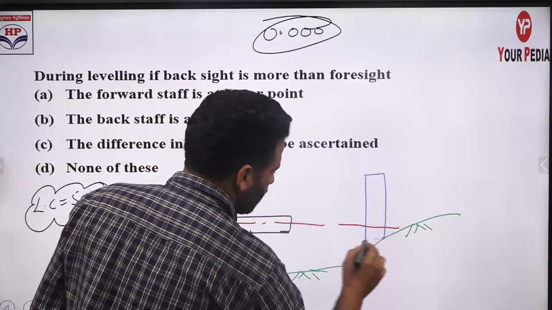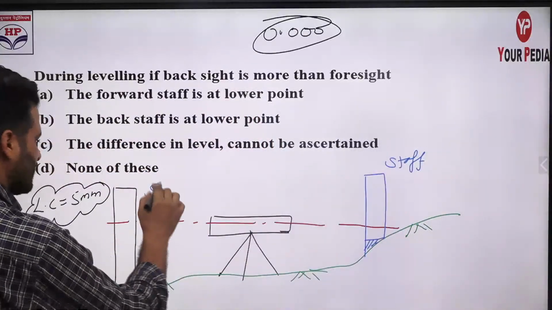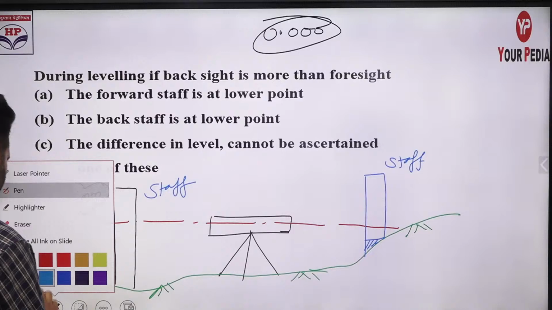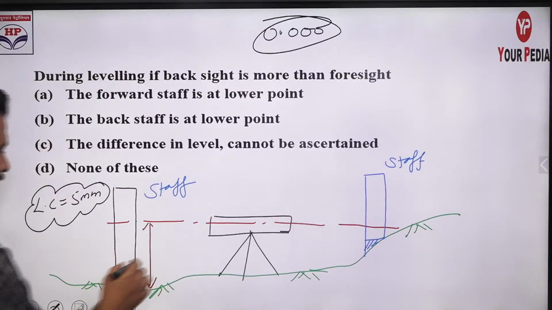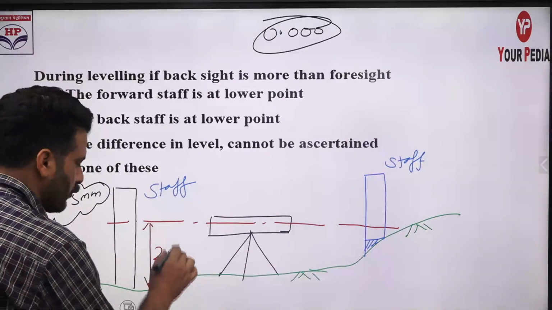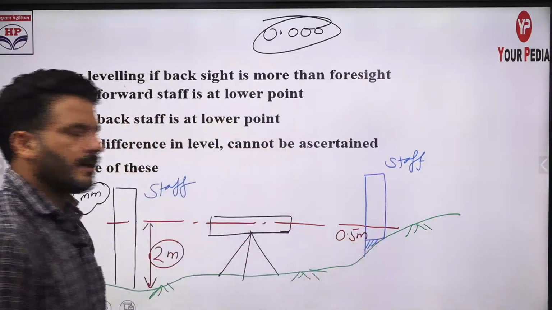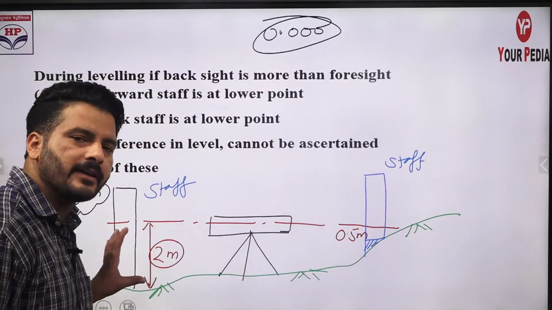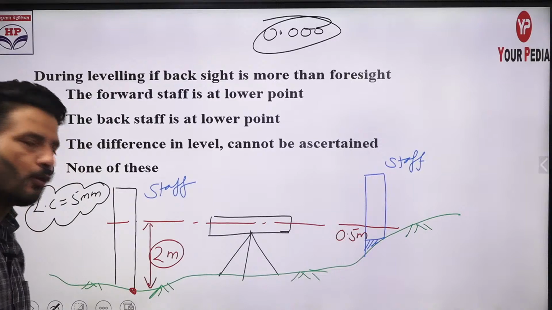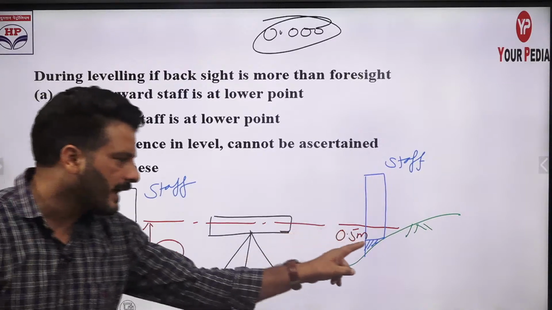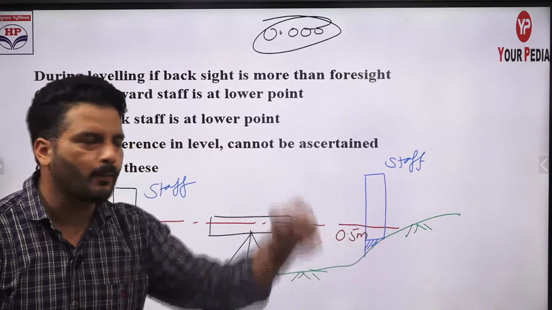So here, we don't mind the drawing, guys. Here we have this staff, here also this is staff. The thing is that here we are getting the more value. Suppose here we are getting 2 meter, here we are getting 0.5 meter. Definitely when you are getting higher value on staff, it means the point is at lower side. When you are getting small value on the staff, it is held on higher point.